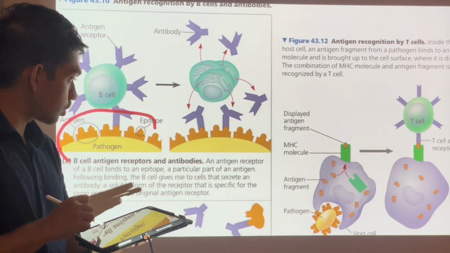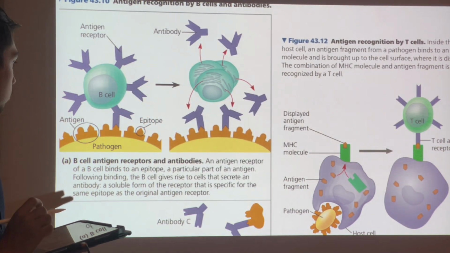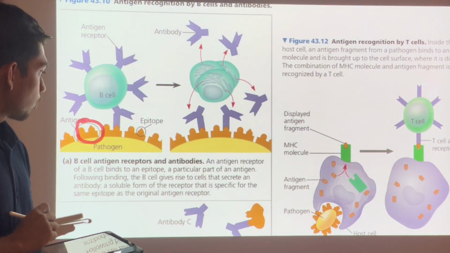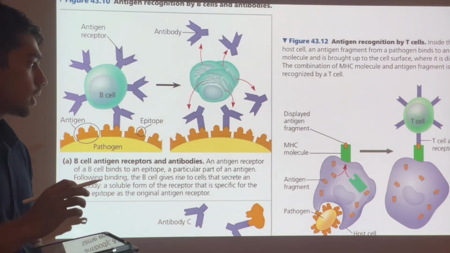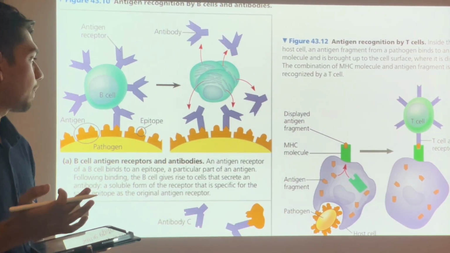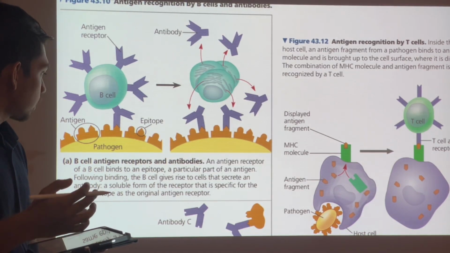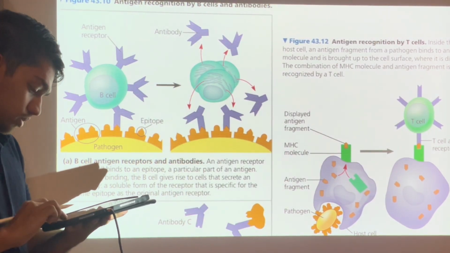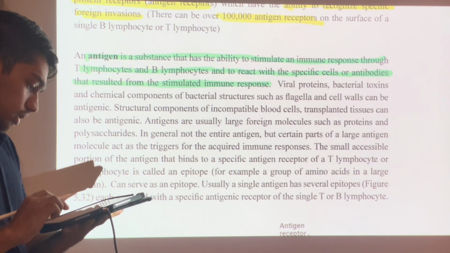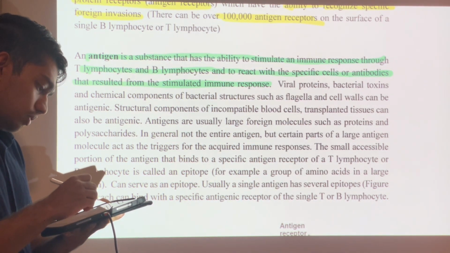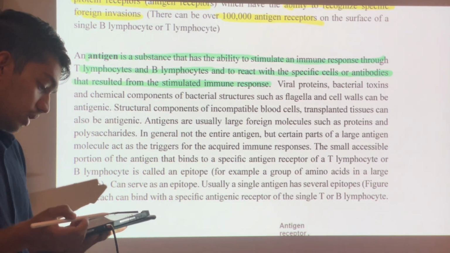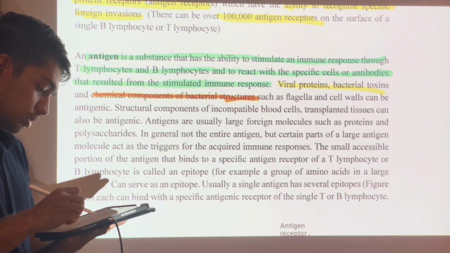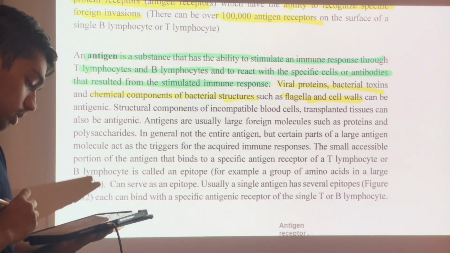So this is your pathogen, right? It's a small part of a pathogen, right? And the pathogen's outer membrane will contain certain proteinous components that are actually unique. It's like the identity card of that pathogen. Those particles are known as antigens, right? So according to the definition, it's a substance. What are the things that can be qualified as antigens? Viral proteins, bacterial toxins, and chemical components of bacteria such as flagella and cell wall can be antigens, right?